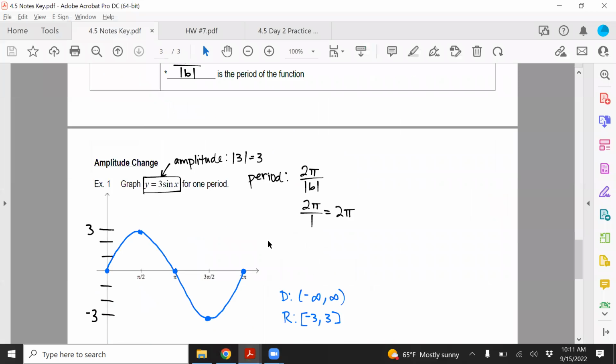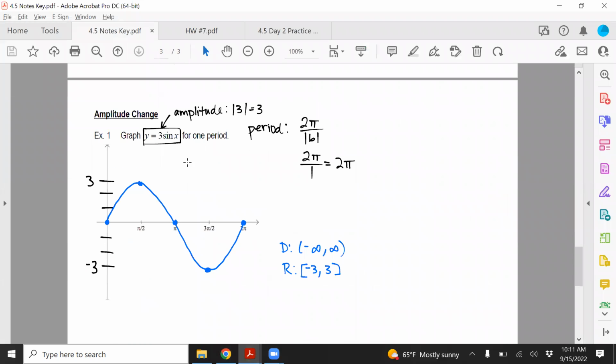More on this stuff. We do graphs. So the amplitude is 3. So you go to a peak of 3 and a low point of -3. The period is 2 pi because B is 1. So you start at 0 and end at 2 pi. It's kind of like we start this class at 10 o'clock and end at 11:15 because we have 75-minute periods, right?